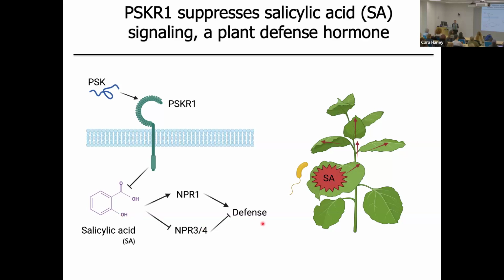CU wanted to test this, and we have mutants in both of the 2 groups of salicylic acid receptors. NPR1 is a positive regulator of immunity, NPR3/4 are negative regulators. And we have a cool tool where we have a loss of function of NPR1 and a gain of function of NPR4. So the point is that it's completely salicylic acid insensitive. And so it's a tool to allow us to ask if salicylic acid signaling functions downstream of PSK.